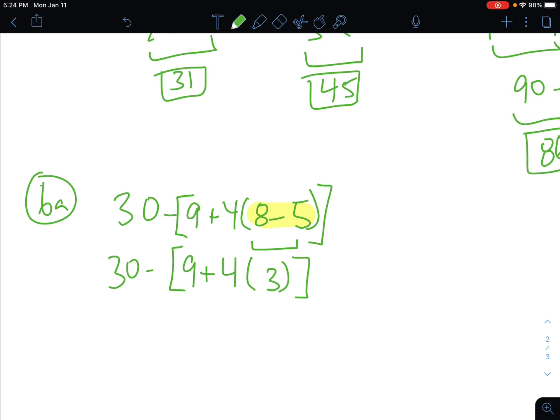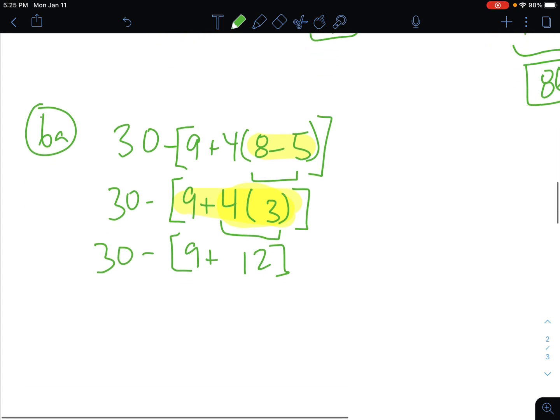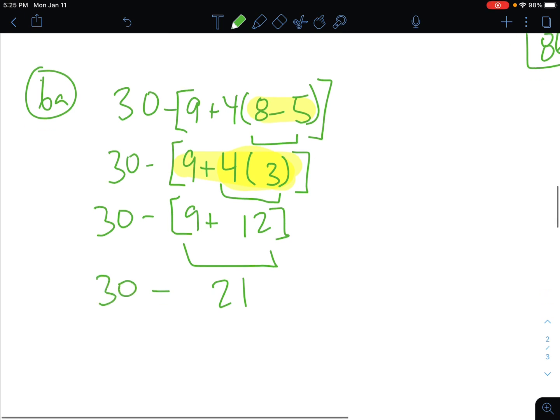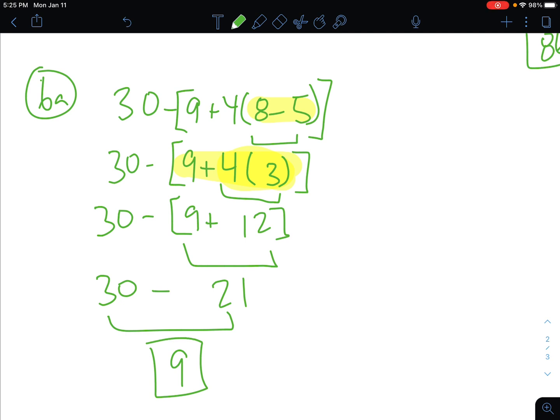Inside of this bracket, you have 9 plus 4 times 3, and 4 times 3 equals 12. Bring down the plus, bring down the 9. Keep those brackets, bring down the minus and the 30. We still have these parentheses: 9 plus 12 is 21. Bring down the minus, bring down the 30. So 30 minus 21 is 9. Whew.